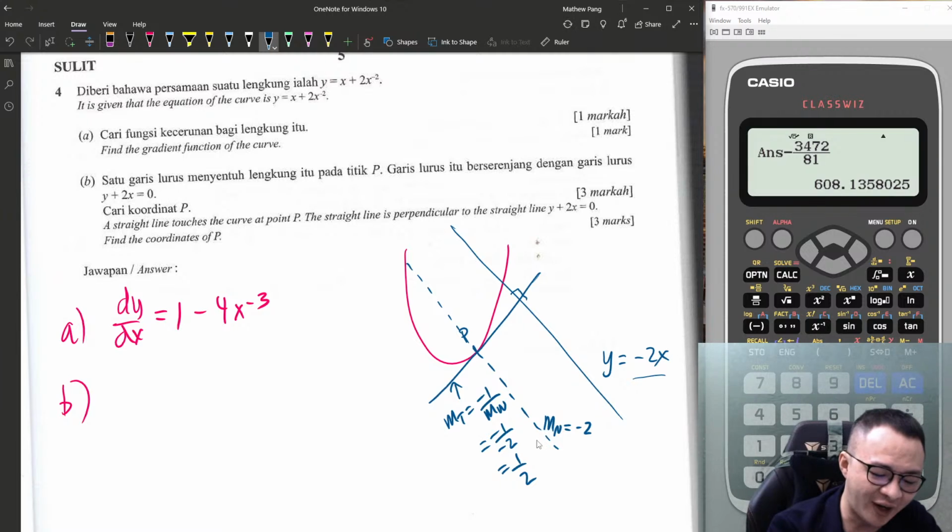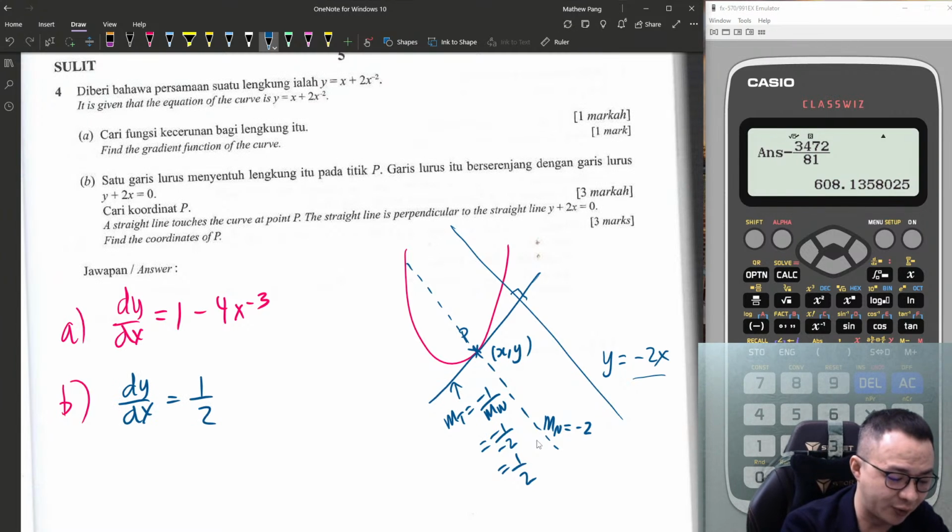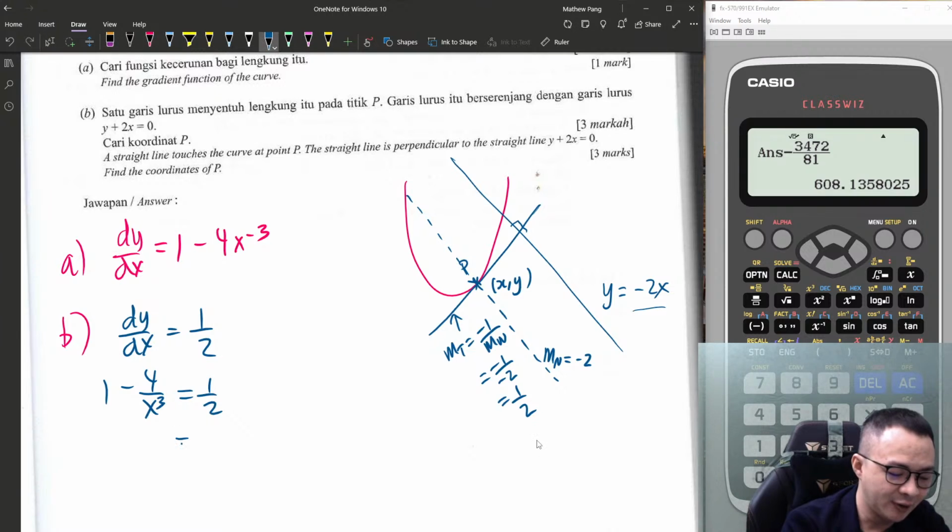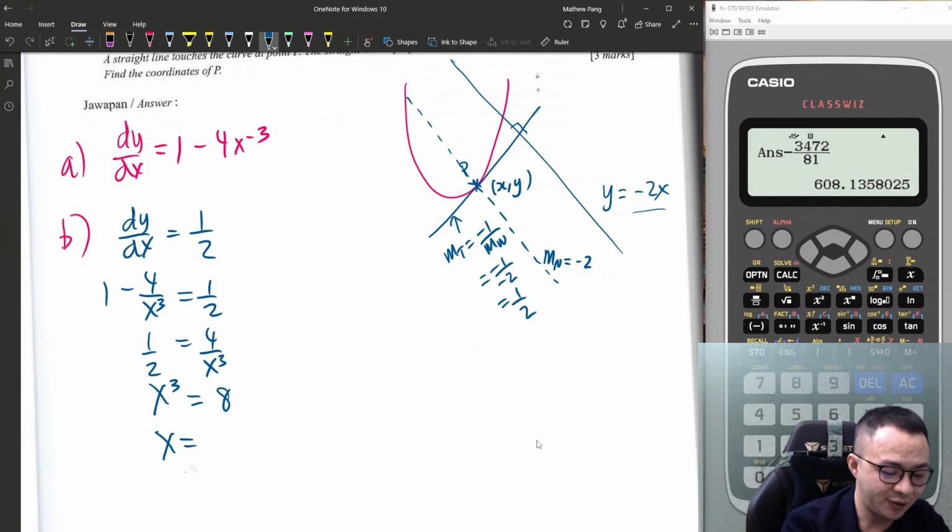So I want to find the coordinate P, right? There's an x and y here, definitely, for coordinate P. So I will just say dy/dx equals 1 over 2. So this is 1 minus 4 over x cubed equals 1 over 2. 4 over x cubed equals 1 over 2. So x cubed equals 8, then x equals 2.